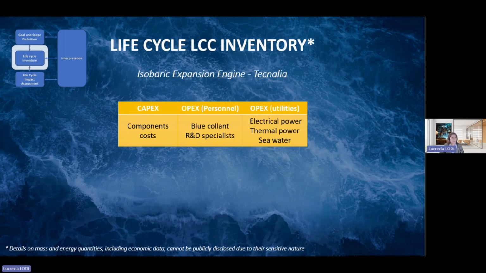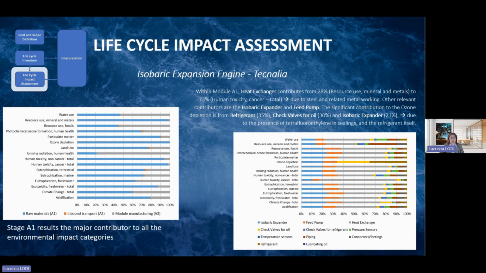So here is a first slide of results of the technology, and in the left part of the slide you are able to see that stage 1, as was expected, is the main contributor to all the environmental impact categories, which is mainly related to the material present in the components and also the weight of the components. And after module A1, the second most impactful module is A3, while the transport is quite negligible.